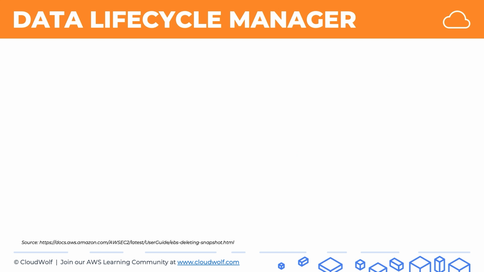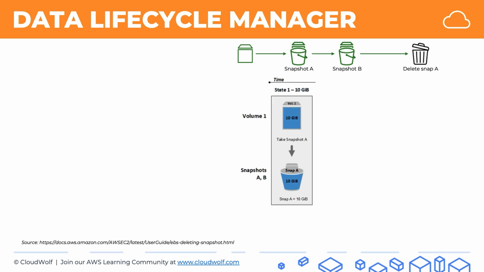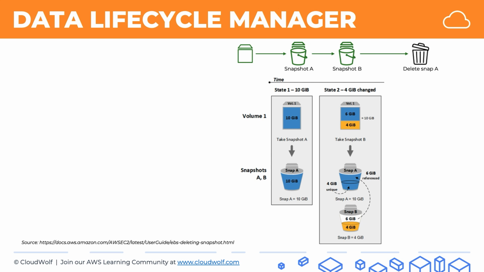So in terms of the incremental snapshots, here's an example: EBS volume, snapshot A, then snapshot B, and then we delete snapshot A. So what happens? At the start, we have 10 gigabytes in our volume, and they are all copied into snapshot A. Then after some time, things change in the volume, and specifically 4 gigabytes of data are changed. So when we take snapshot B, it will only store 4 gigabytes of data, and the other 6 that were unchanged will be referenced in snapshot A.